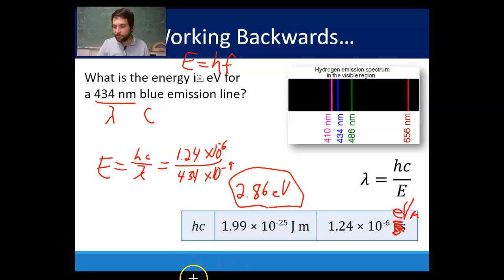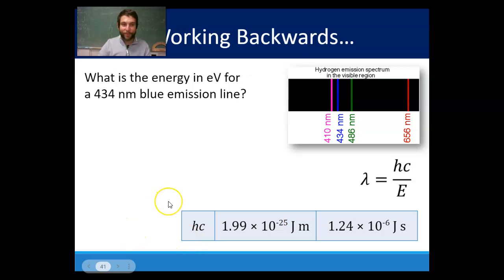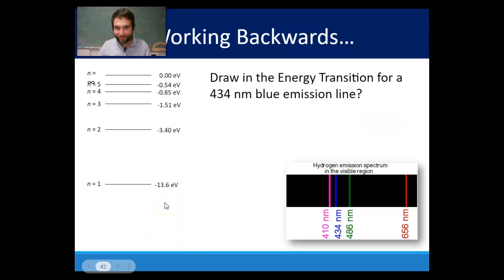Made a mistake in the last video. Sorry about that. I looked at my wrong problems. Whoops. Let's do it again. Draw in the energy transition for a 434 nanometer blue emission line. This is a really good question. Something that is absolutely useful for you. You need to know how to do this.